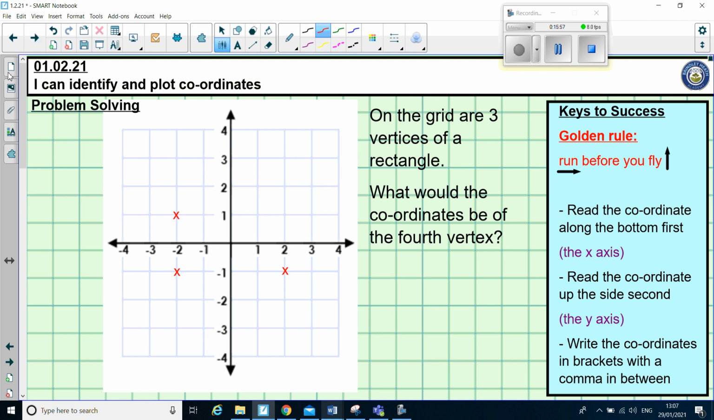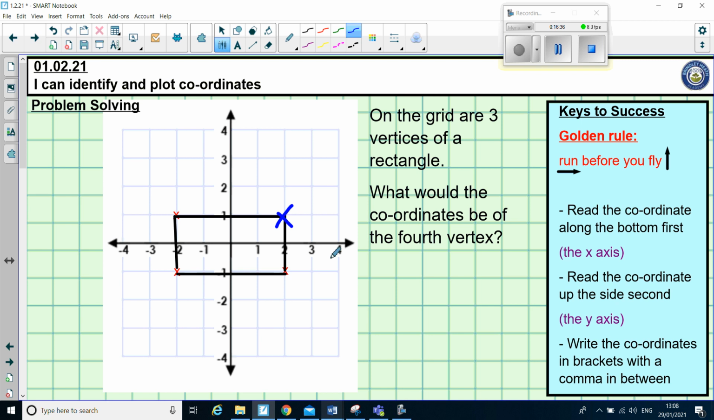Okay, so you can see they've plotted some corners of a rectangle for us, or some vertices of a rectangle. We've got to work out where the 4th vertex would go. Hopefully you can see, if I join those together with a line, not a perfectly straight line, to make the 4th corner of a rectangle, that's what it would look like. The 4th vertex would need to be here. So the question is asking me, what would the coordinates be for that 4th vertex?